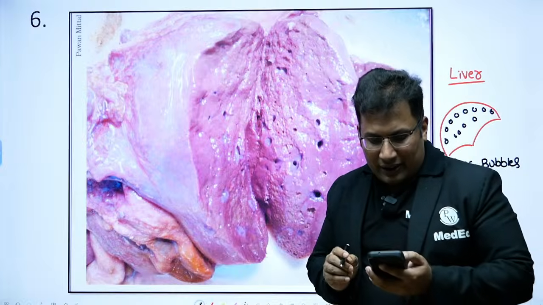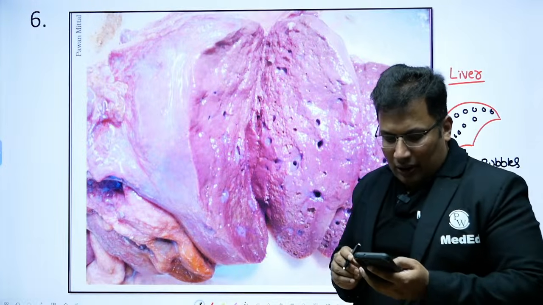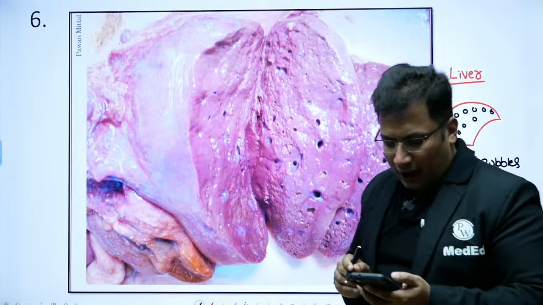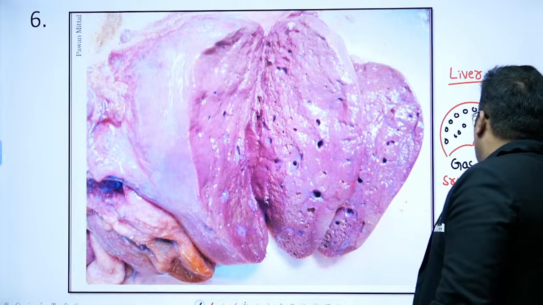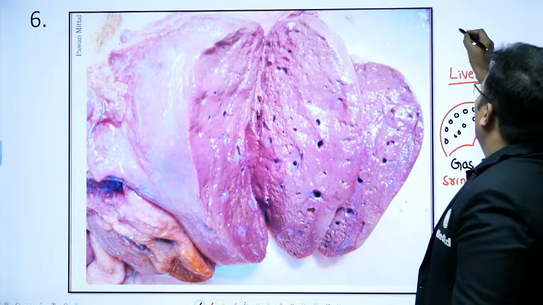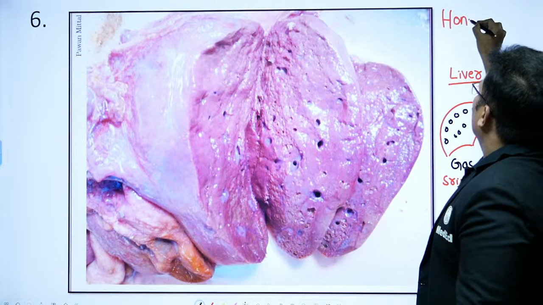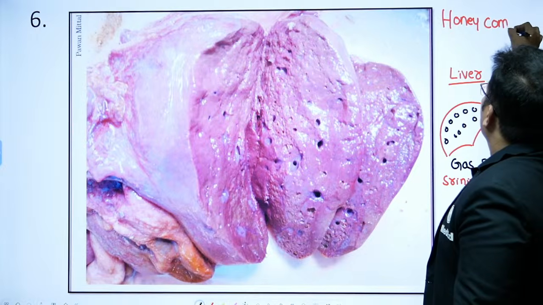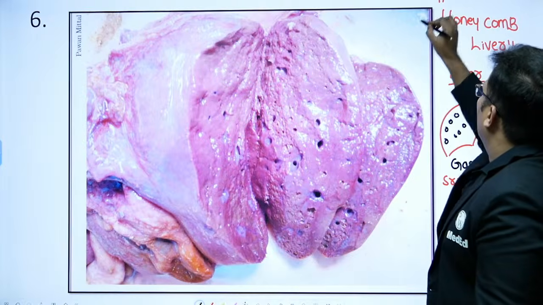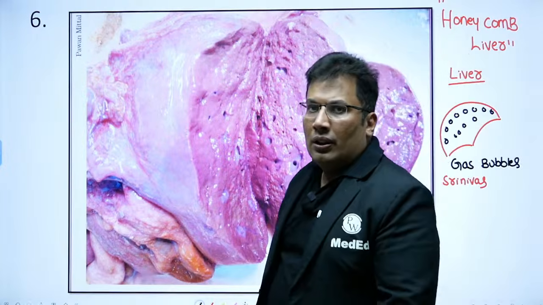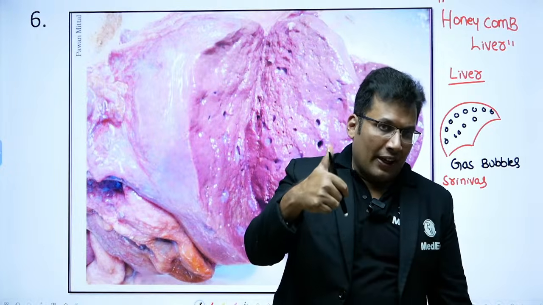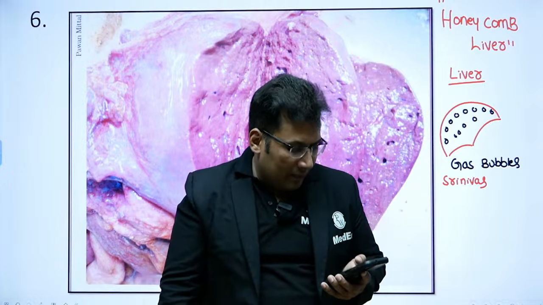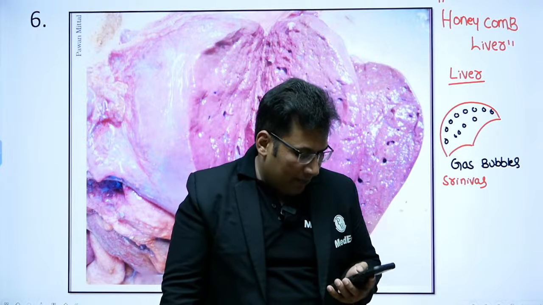Yes, good. This is slicing of the liver. Dr. Singh, okay. Srinivas, foamy liver. Good answer from Srinivas, great answer. This is known as honeycomb liver, also known as Swiss cheese appearance, commonly asked. Okay, good.